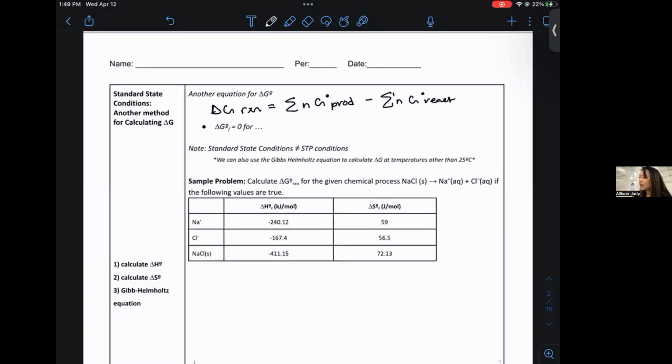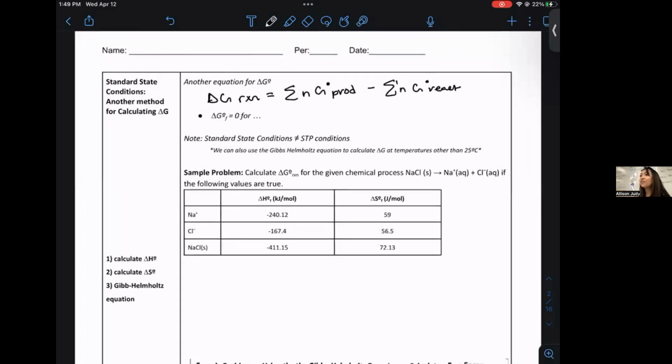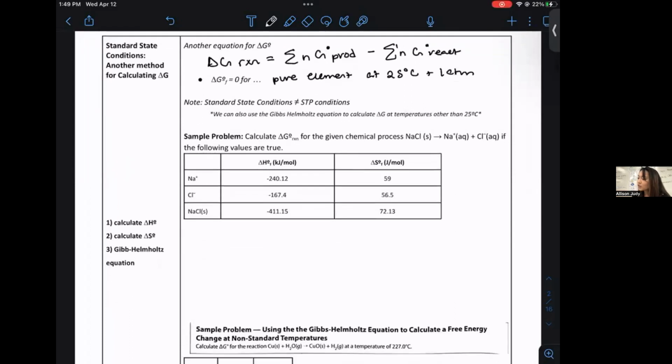Quick note though, kind of like the enthalpy of a pure element, the G of a pure element is 0. So G formation for pure elements, that includes diatomics and metals at 25 degrees Celsius, because of course we're under standard state conditions and 1 ATM, is 0. So if you're like, they didn't give me what the G is for H2, bro, it's 0. They didn't need to give it to you.